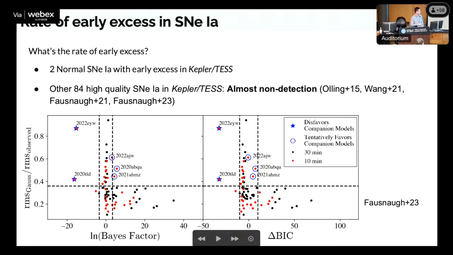I want to highlight a study led by Michael Fausnaugh, in which he picked out 74 high quality Type Ia in TESS before 2023, and claims that there are basically no non-detections if you compare with the companion interaction model. There are only 3 tentative detections, in the sense that they only match as a detection in the Bayes factor criterion, but get rejected in the variational information criterion. That gives you an extremely low rate of early excess.